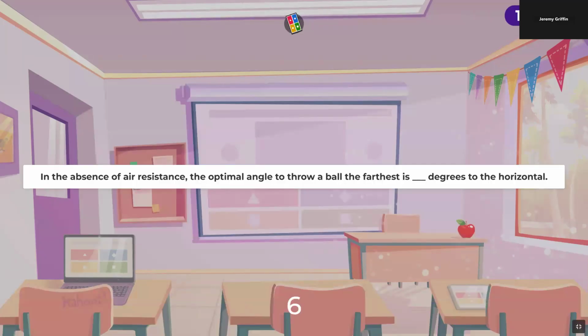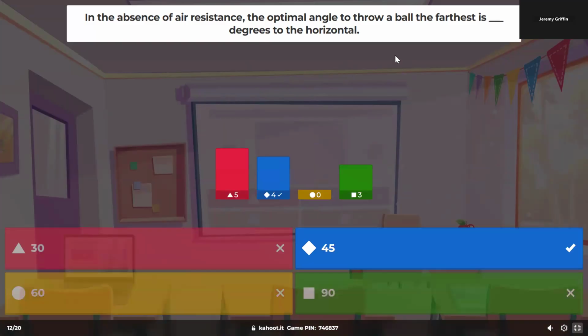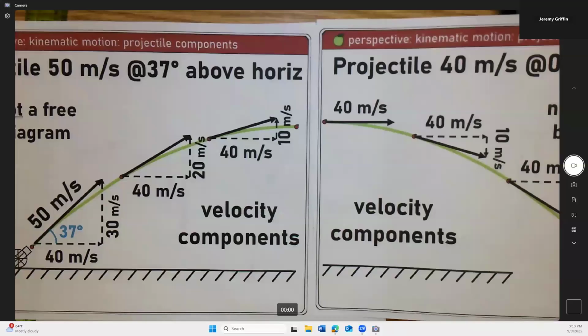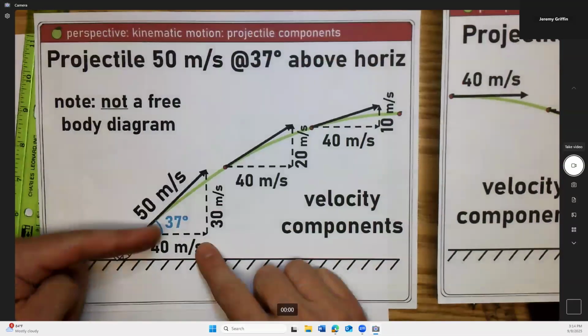In the absence of air resistance, the optimal angle to throw a ball the furthest distance is how many degrees from the horizontal? Okay, so 0 degrees, 30, 45, 60, 90 would be straight up, wouldn't it? That's probably not very helpful. A little trivia there. I should draw a picture. So yes, it's like a 37-degree angle.